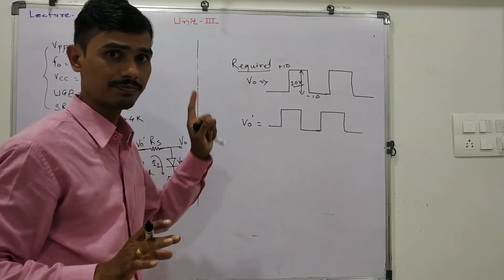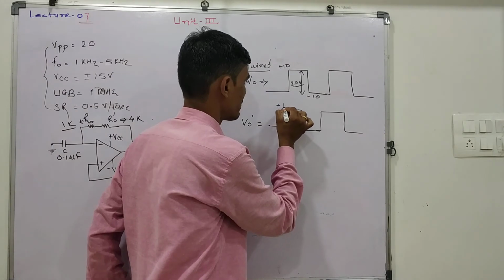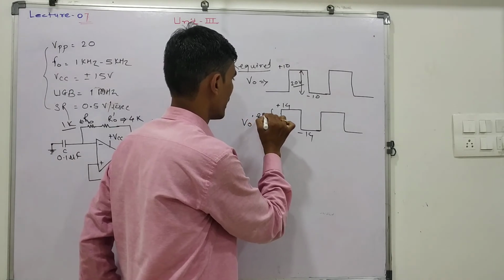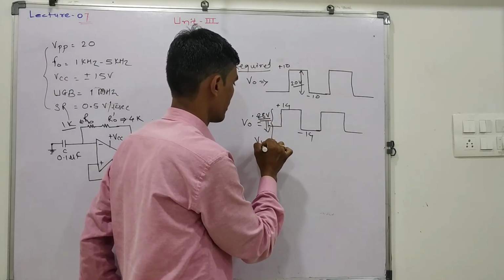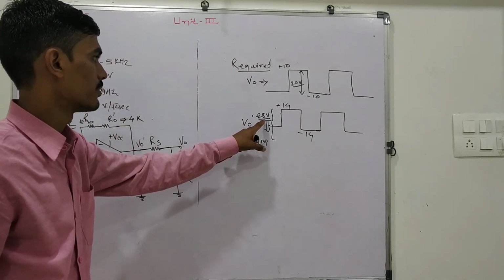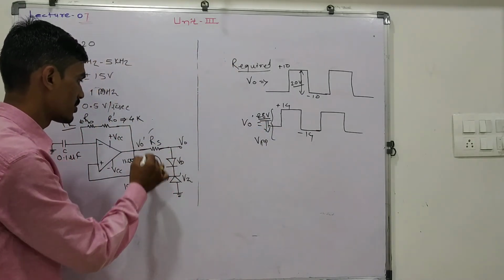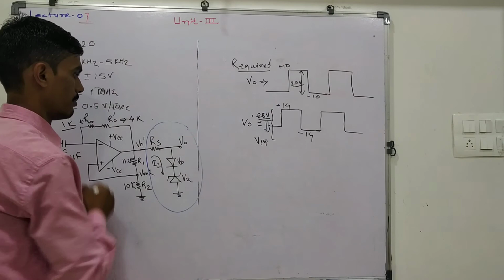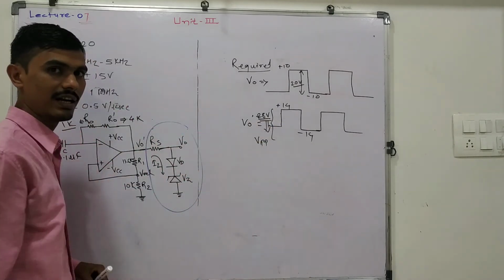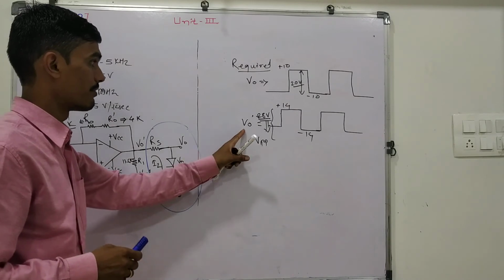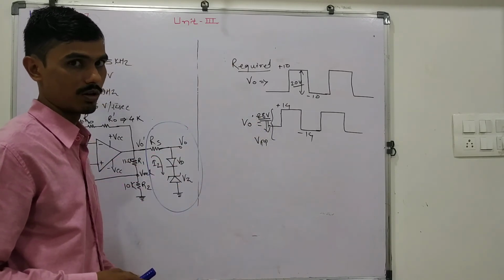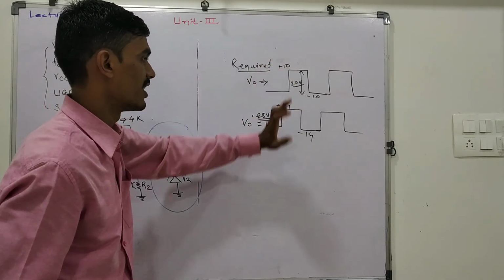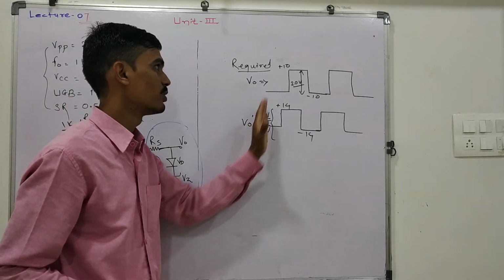The frequency is the same, but the value is plus 14 and minus 14. So this is VPP of 28 volt. If anyone says obtain VPP as 28 volt, there is no need to connect this circuit, because at VO dash we are directly getting the voltage VO equal to VO dash equal to plus minus 14 volt, that is, peak to peak voltage equal to 28 volt. Now we require plus minus 10 volt. Ultimately we want to reduce this 28 volt to 20 volt.